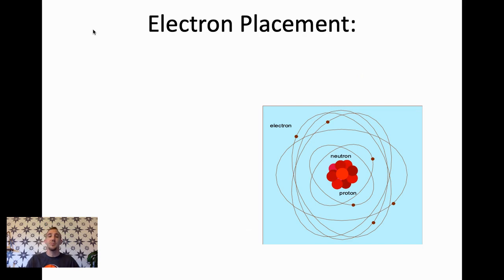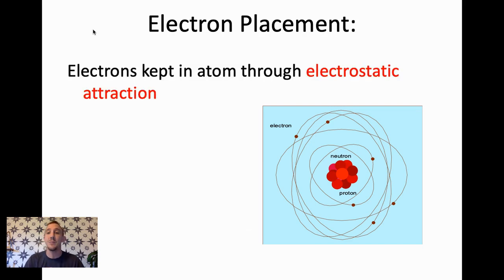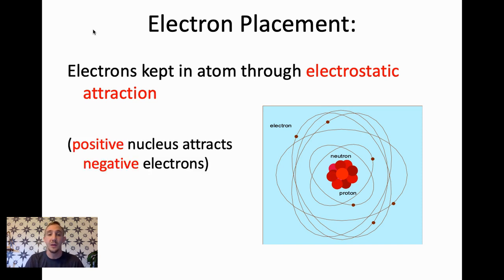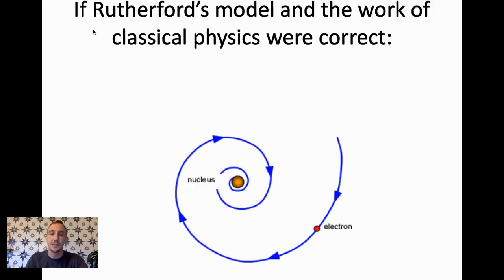When we talk about electron placement, electrons are kept in an atom through electrostatic attraction. The positive nucleus attracts the negative electrons. Our electrons would want to repel each other because they're near in orbits, but the reason they're not repelling each other is because of the positive particles at the center of the nucleus. If Rutherford's model and the work of classical physics were correct, the electrons would be attracted to the positives in the nucleus and should eventually collapse into the nucleus, but this doesn't happen.